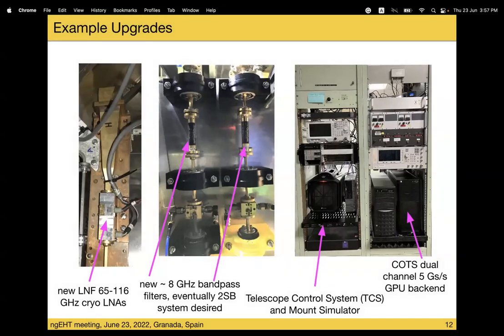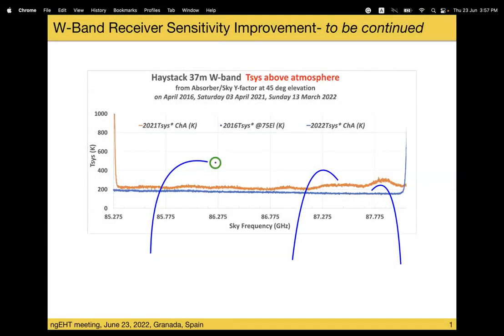The new low noise amplifiers are very wide band, 65 to 116 gigahertz, and we had placed an 8 gigahertz bandpass filter for single sideband separation. But eventually, we would like to have a sideband separating system with almost 30 gigahertz of bandwidth. The telescope control system is new, and we have developed a COTS-based GPU backend. And this shows continuing improvements in the system.